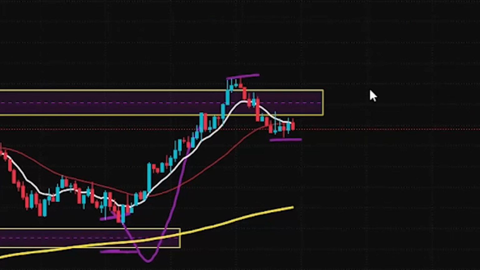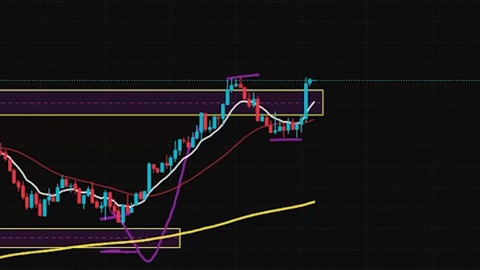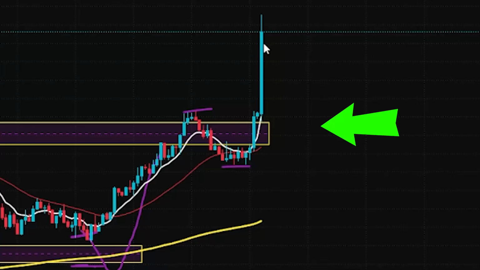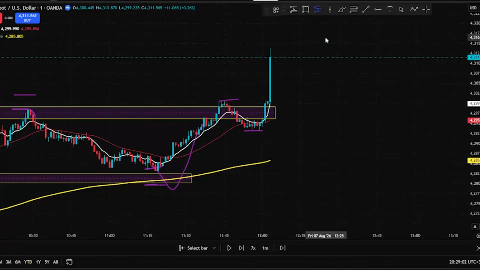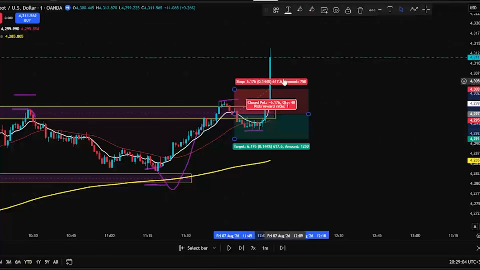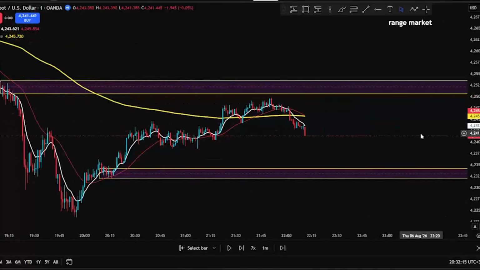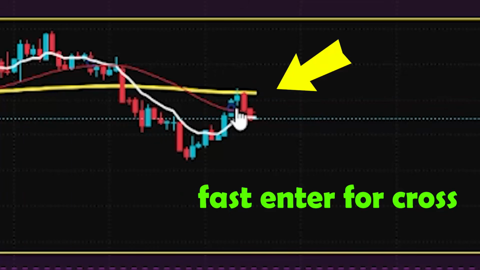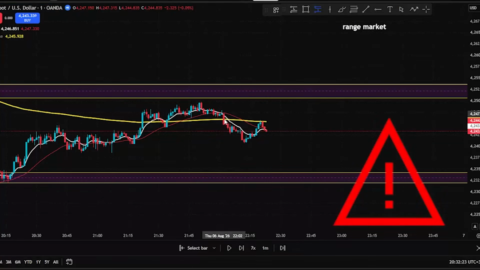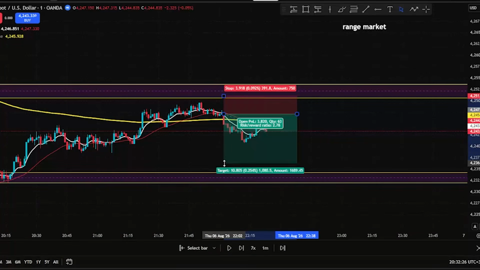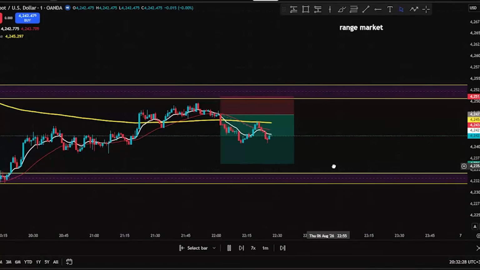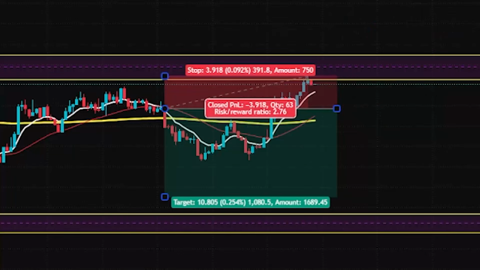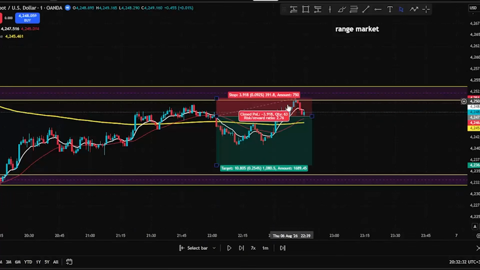Well, the positions that we open only have one mistake, and if we observe them, we can increase the win rate. First mistake: enter only with an EMA cross, the 9 EMA crossing the 21 EMA. When the faster line crosses the slower line, many people rush to enter the trade. But here's the problem. The market doesn't always move after a cross.